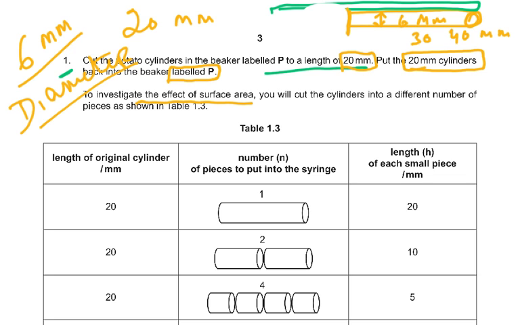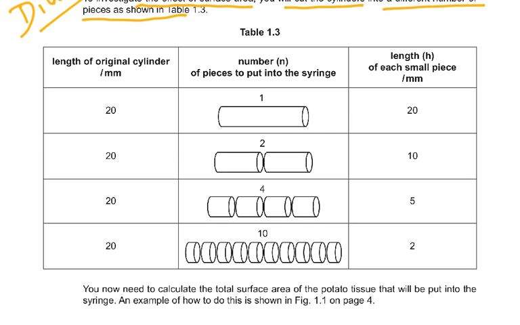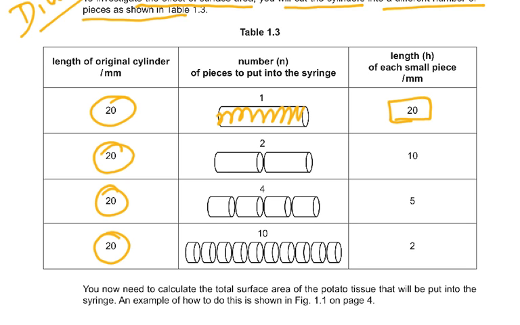Now, to investigate the effect of surface area, you will cut the cylinders into a different number of pieces as shown in table 1.3. The number of pieces were very specified. The length originally was 20, so the 4 pieces were all 20 in length. Then one was left intact. One didn't do anything, it remained 20 millimeters in length. The second piece, we cut it in half, so each piece was 10 millimeters. So length was 10 millimeters, but there were 2 pieces.